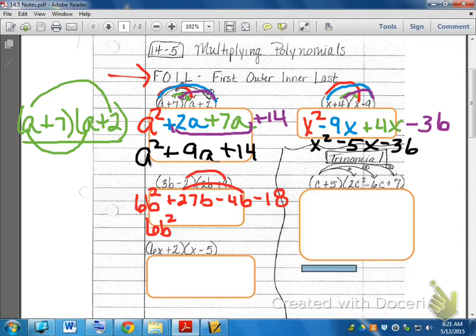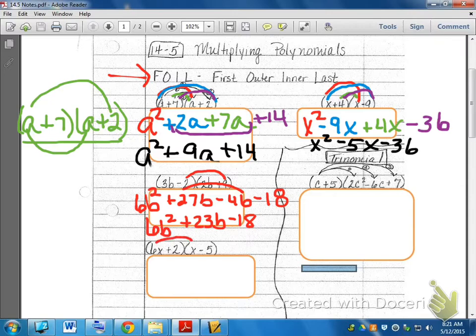27b minus 4b, how much would that be? 23b minus 18. 6b to the second plus 23b minus 18. Okay, one more of these. 6x plus 2 times x minus 5.